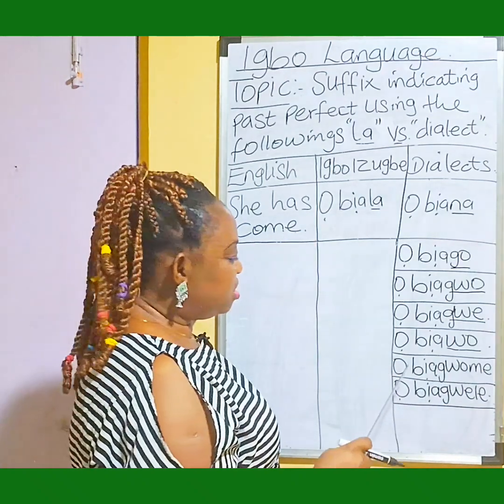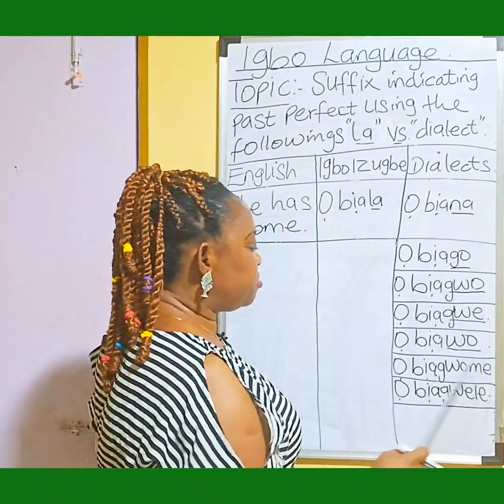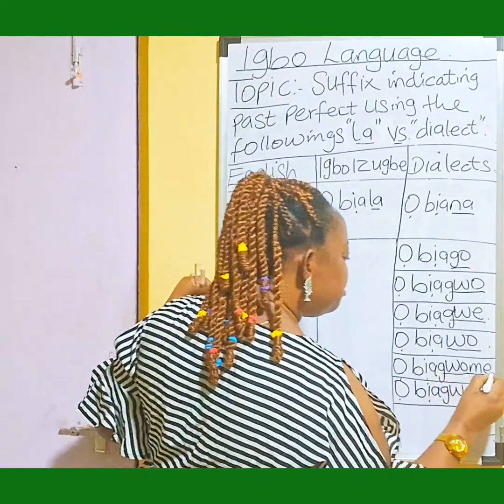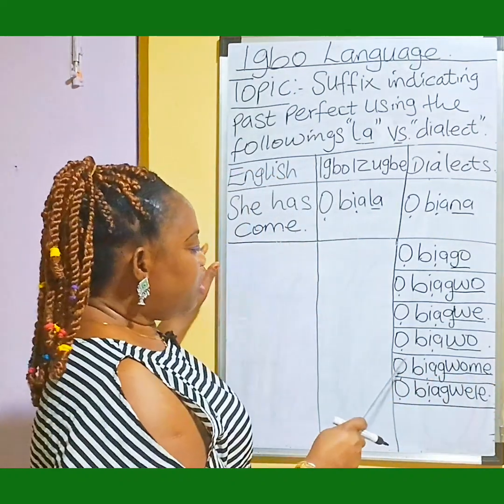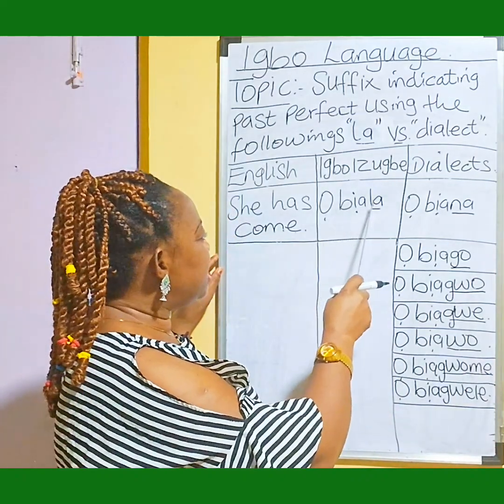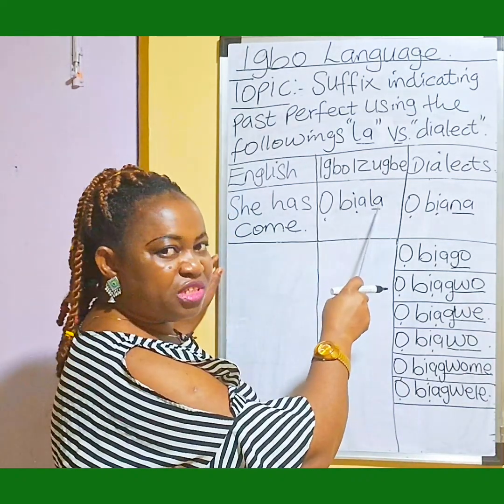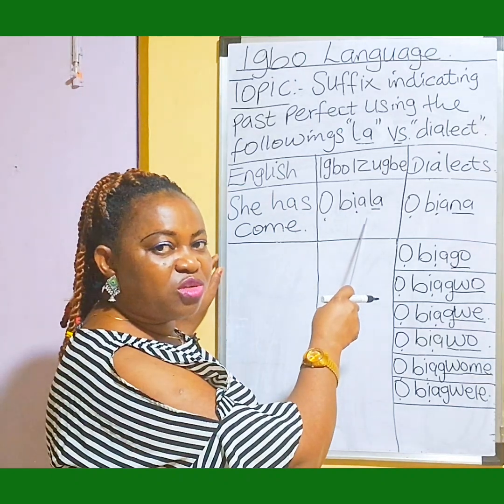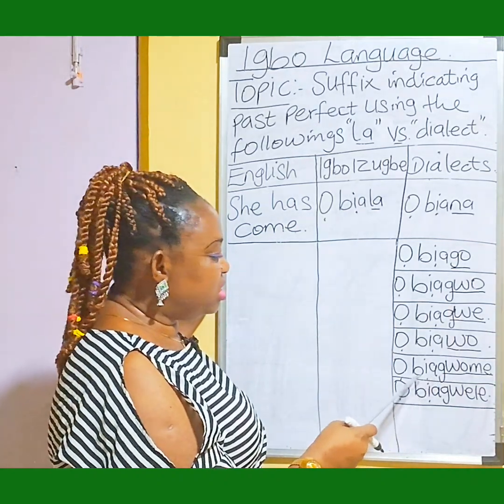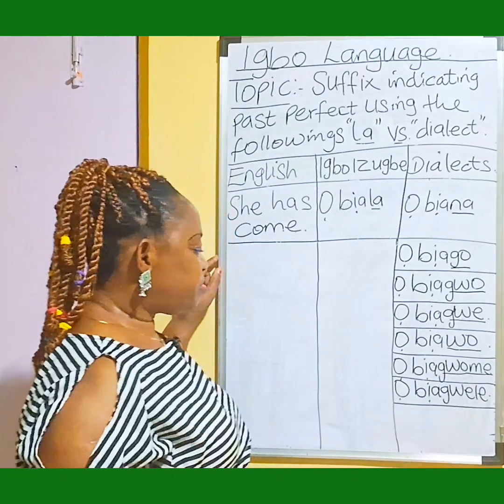Another one is Obiagome. You have seen it. Wo and the me. Obiagome, while here you have it as Obiala. La is the suffix in Igbo izugbe, while in Olumba, this community says Obiagome.